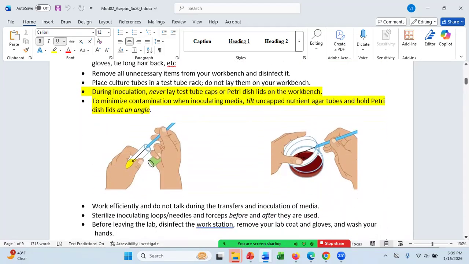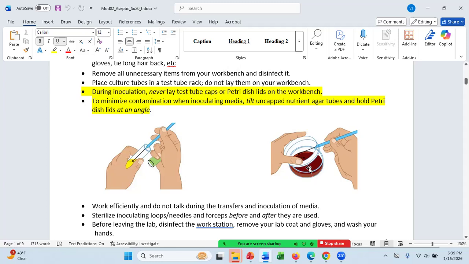During inoculation, never lay your test tube cap or your petri dish lid on the workbench. If you do, microorganisms can be on this part of the cap or that part of the lid. And then when you put the lid back on, the microbe can fall off the lid or the cap and into the culture. So you don't want to ever lay it down. What you want to do is always hold them.